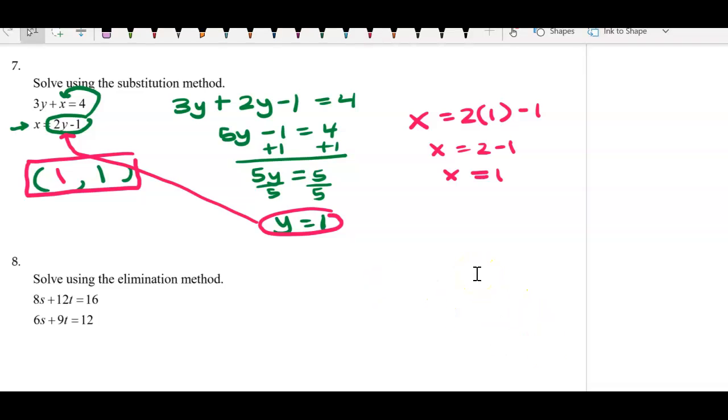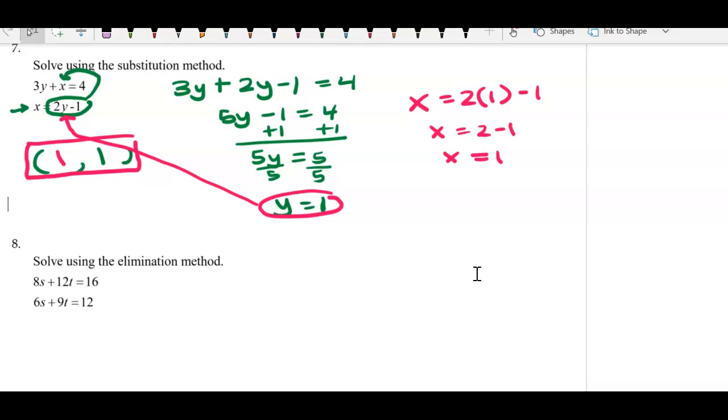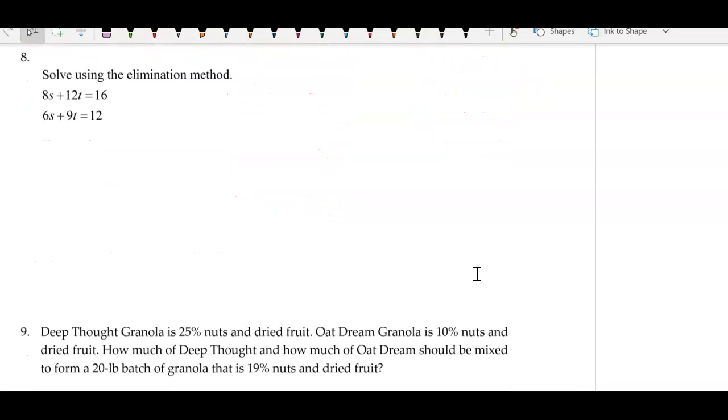All right, so that's the substitution method. Right? Get one of those variables by itself to solve it that way. What about the elimination method? So I'm trying to eliminate one of the variables. So if we add them together like they are right now, will either of the variables eliminate? No. No. So how can we make it do that? We've got to make one of the variables eliminate. So let's say we're trying to eliminate the s's. Okay.